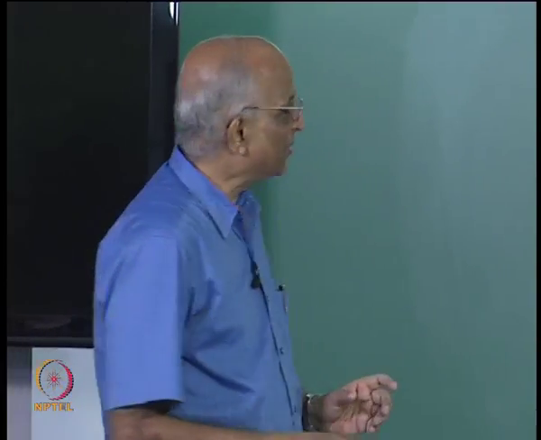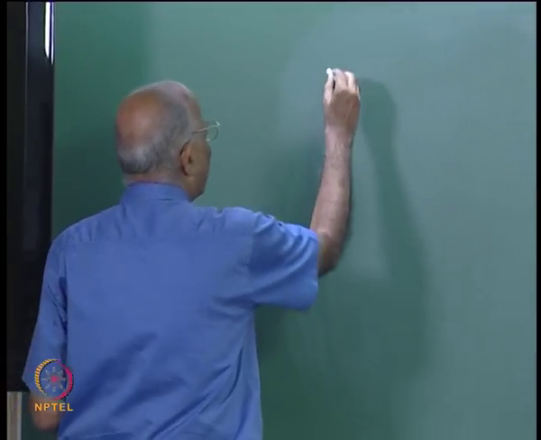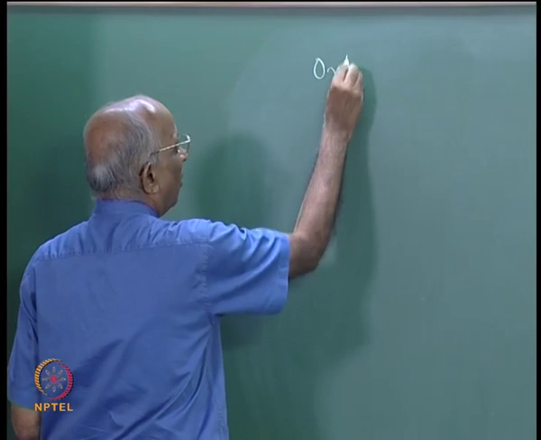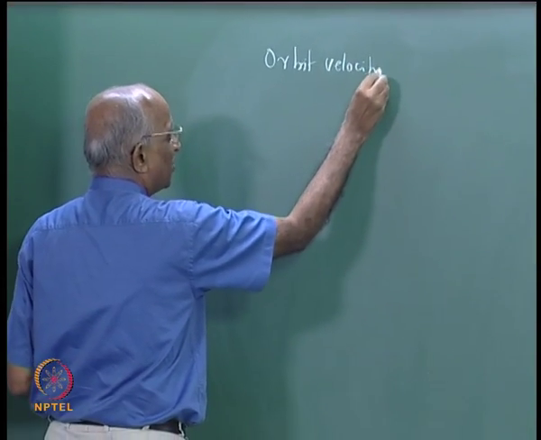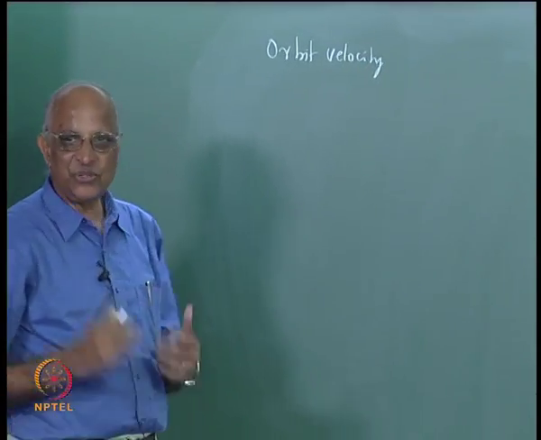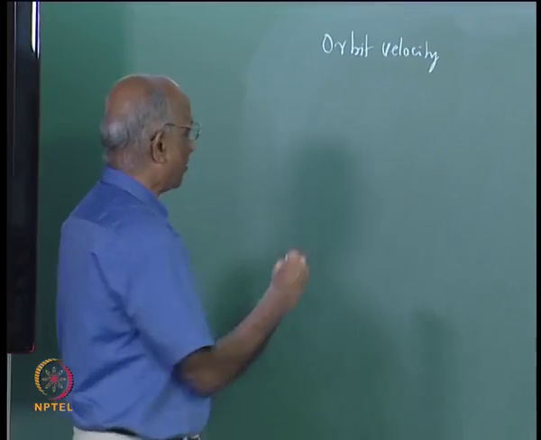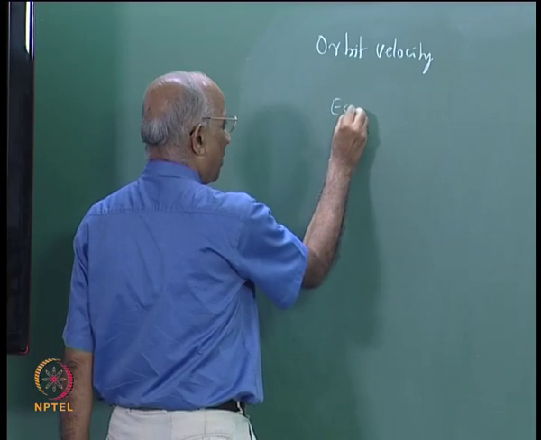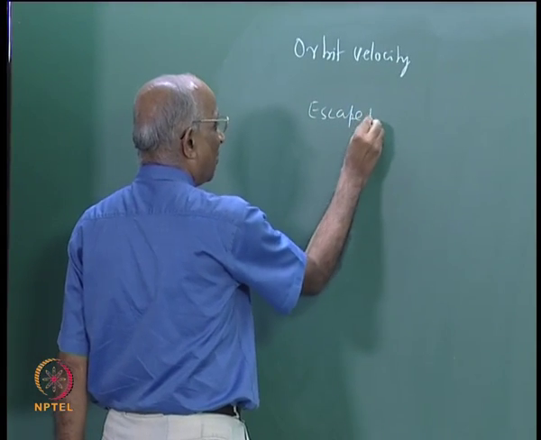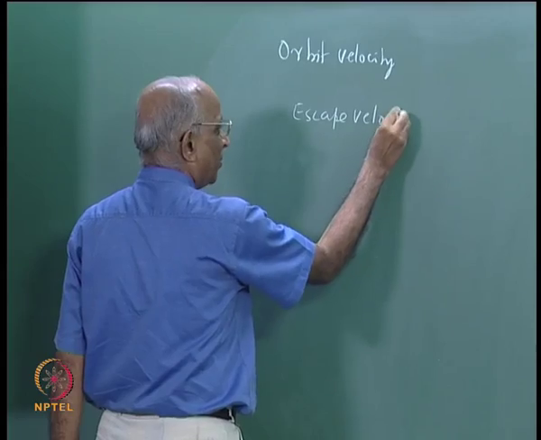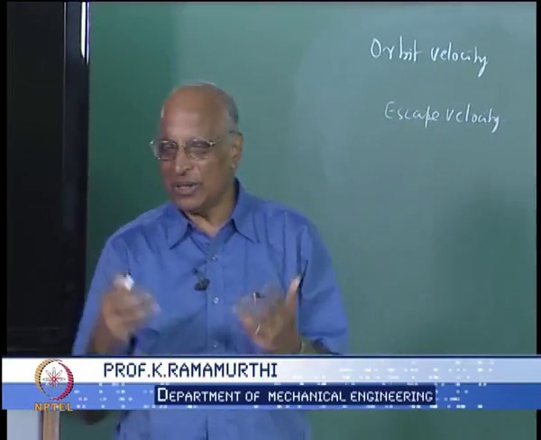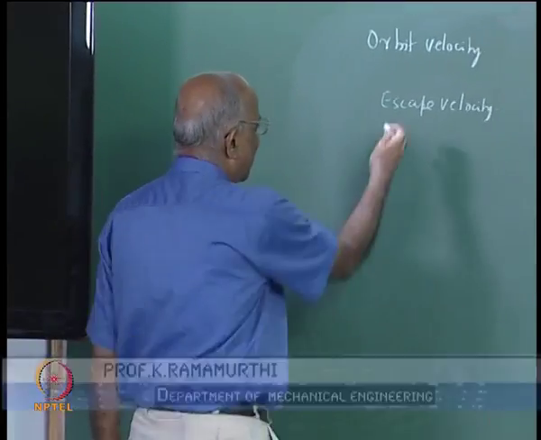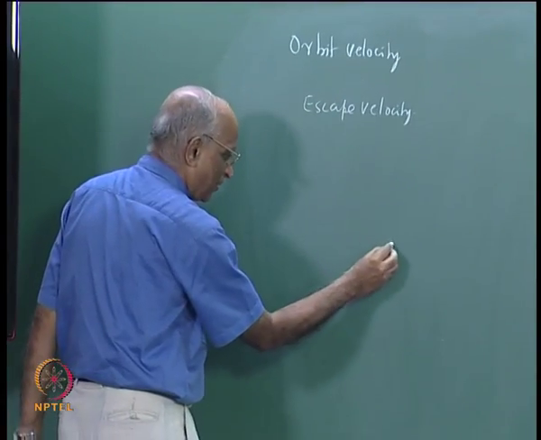In the class today, we will look again at typical orbit velocities, maybe illustrated with some problems. And since you all mentioned something about escape velocities, can we find out what is the velocity required to escape from, let us say, the earth or from some other planet? What is it I am talking of? Let us come back to the escape velocity first.